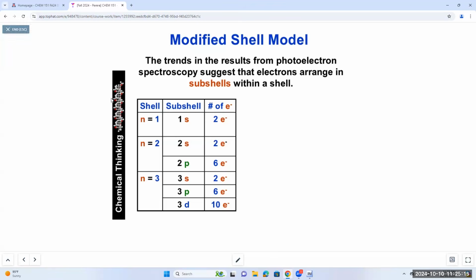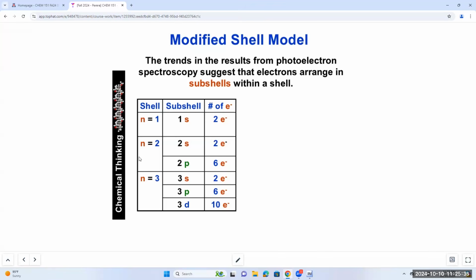All right. So the second shell has 2 subshells. They are called S and P. S can only accommodate 2 electrons, and P can have up to 6 electrons. And the third shell has 3 subshells. They are called S, P, and D.